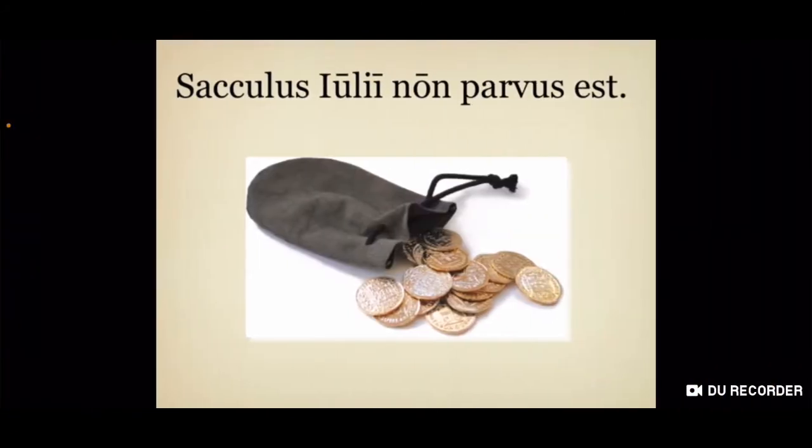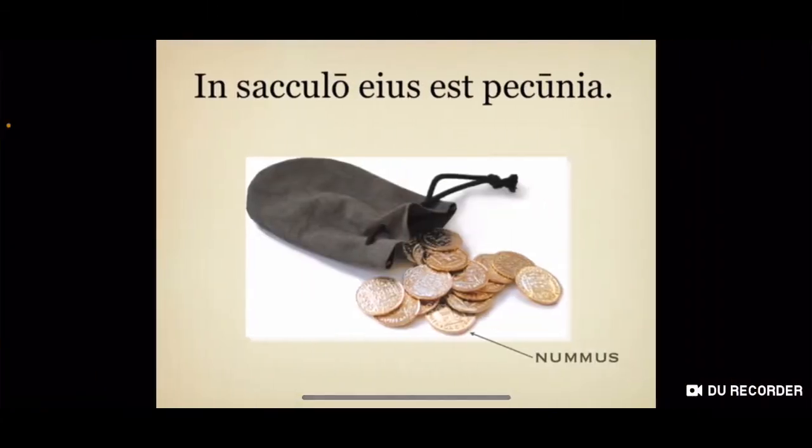Saculus Julii non parvus est. The sack of Julius is not small. And once you get to this point, if you've been following along, you should start to hear the translations as I'm speaking it. In saculo eius est pecunia, and the sack of hers is money.